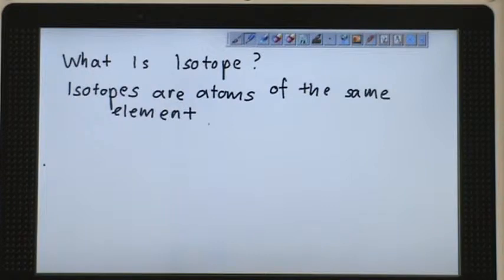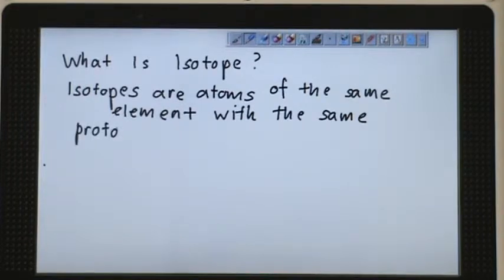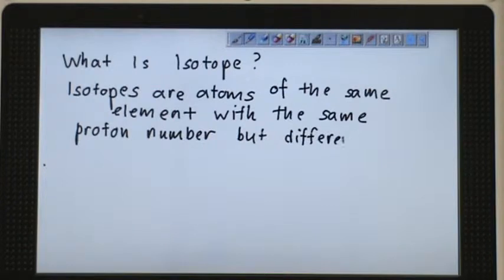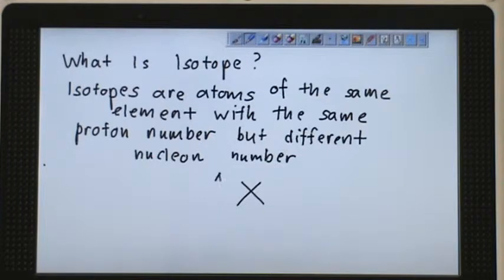Same element means the same proton number. They have the same proton number. Remember what proton number is? Proton number indicates the number of protons. But they have different nucleon number. Alright, let's revise again what it means to have a chemical symbol, with A here and Z here.